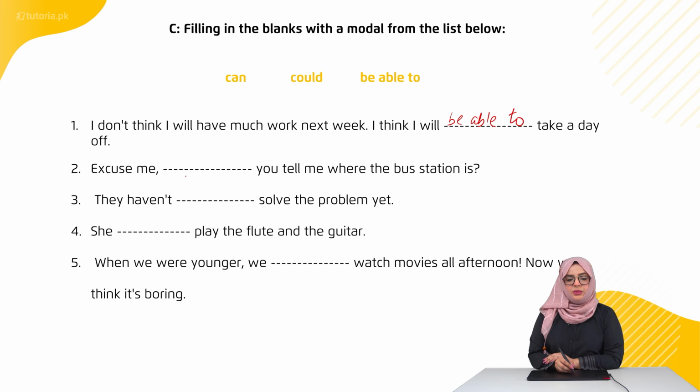Second is, excuse me, blank, you tell me where the bus station is? Could you tell me where the bus station is? Third is, they haven't blank solved the problem yet. They haven't been able to solve the problem yet. Fourth is, she blank play the flute and the guitar. She can play the flute and the guitar.